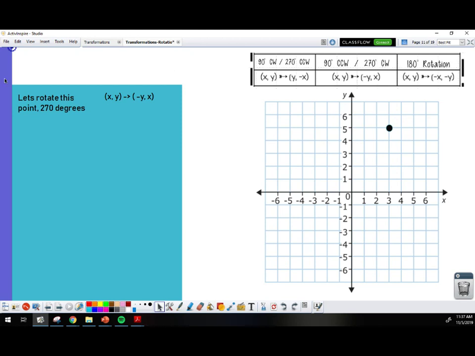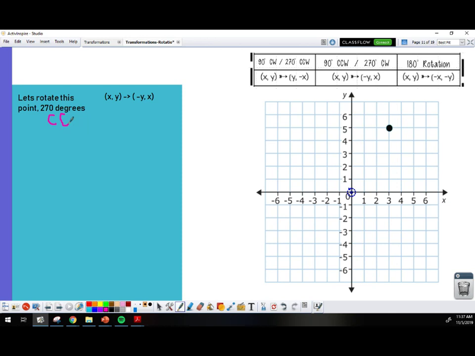One more example with the same point. It says, let's rotate this point 270 degrees. First, it doesn't tell us exactly counterclockwise or clockwise. So remember, when it doesn't specifically tell you, you have to assume that it's counterclockwise.